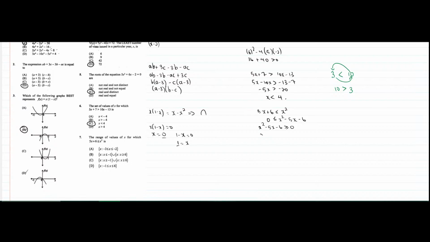Factorize it. I will get x squared minus 2x minus 3x minus 6 is greater than or equal to 0. X into x minus 2, take away 3 into x minus 2, is greater than or equal to 0. So x minus 2 into x minus 3 is greater than or equal to 0. X is greater than or equal to 2, or x is greater than or equal to 3.